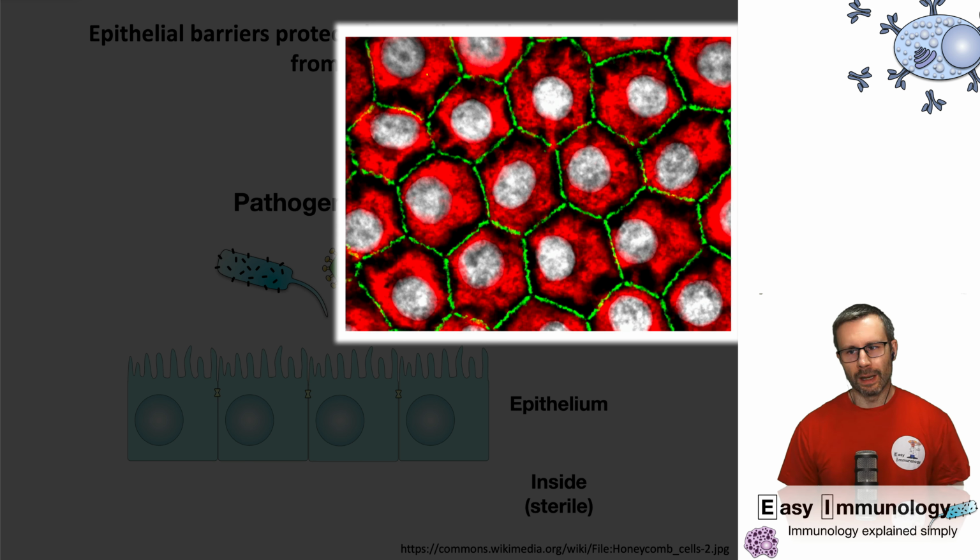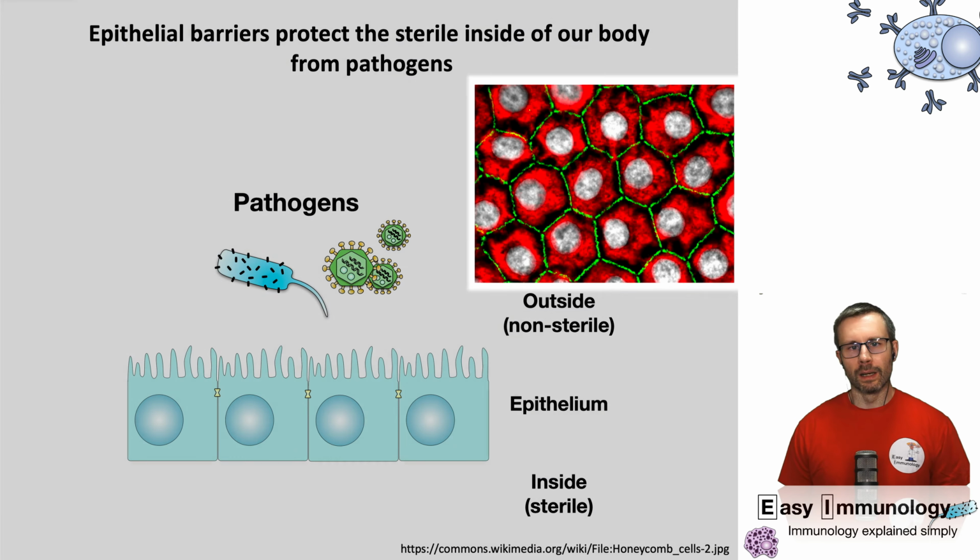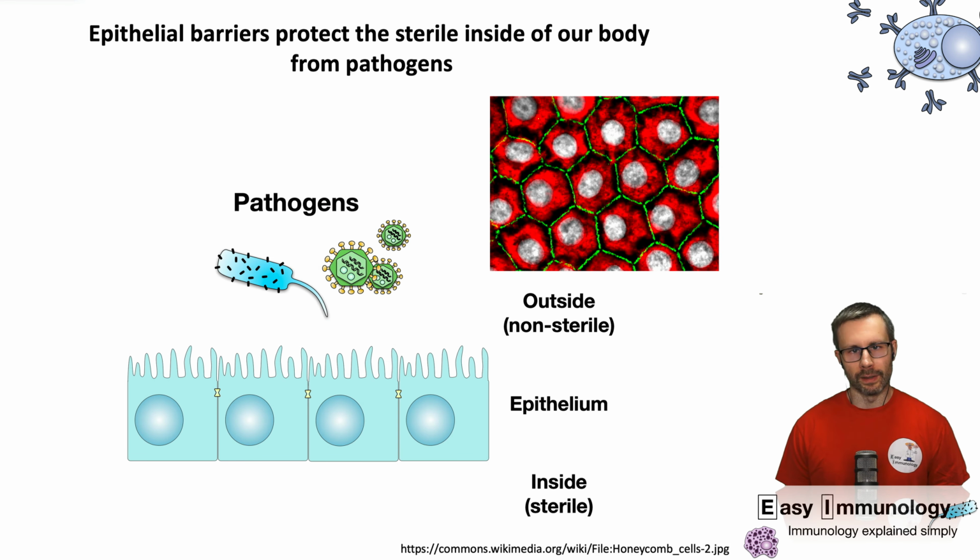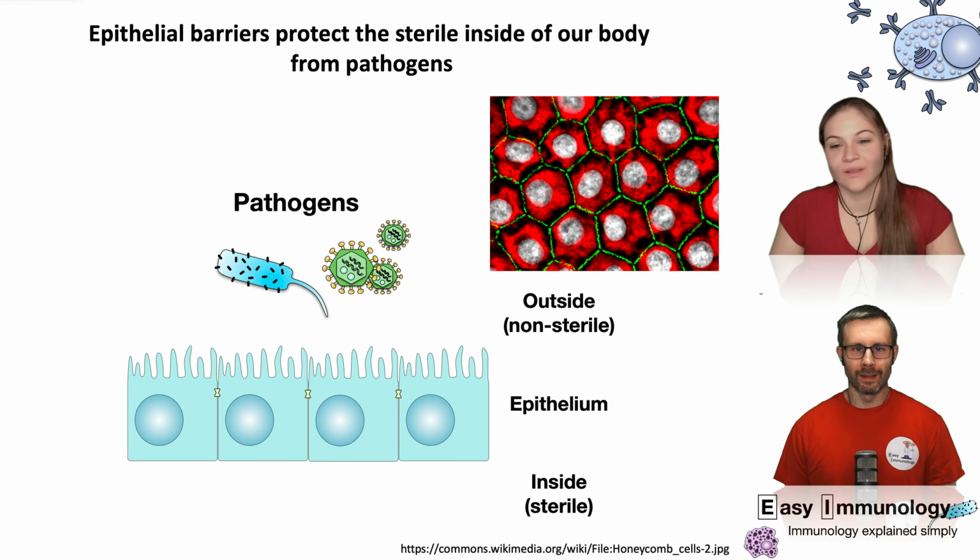And you can see here on the right side an electron microscopical picture. In white you see the nucleus of the epithelial cells. In red you see the cytoplasm, so it's the liquid inside the cell, if you want to call it like this. And in green you see these tight junction proteins, and you see that they form a very tight seal around these epithelial cells. Alex, you have a question?